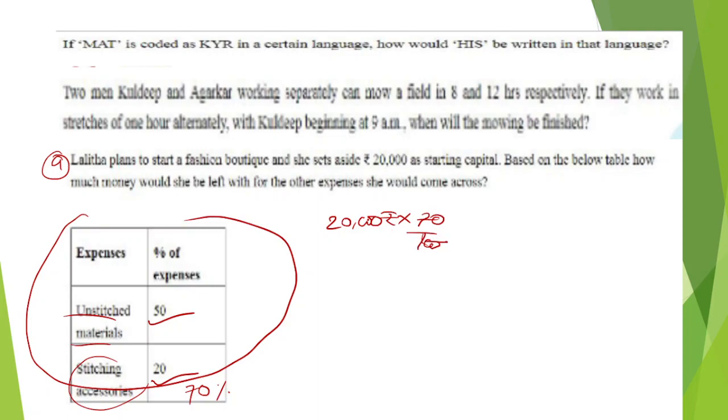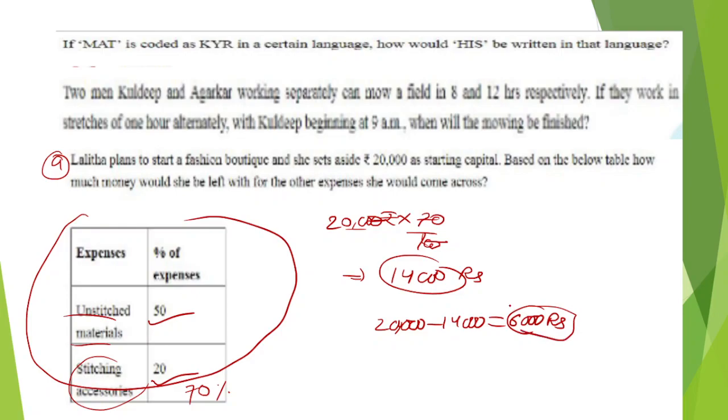Okay, zeros cancel, and 2 into 7 is 14, 14 with 3 zeros. Okay, 14,000 rupees she has spent out of 20,000. So the remaining salary that she can use for other expenses will be 20,000 minus 14,000. It will give us 6,000 rupees that remain for other expenses.